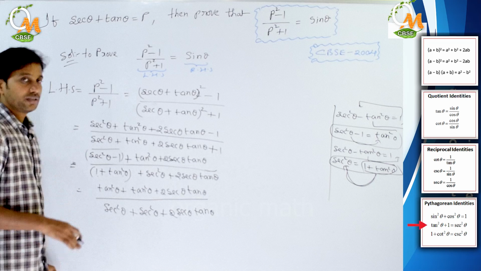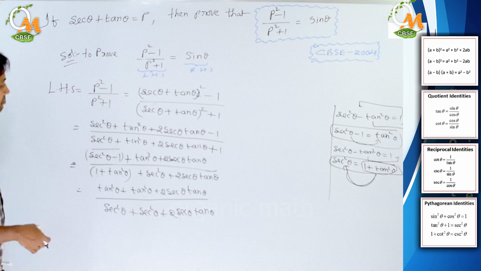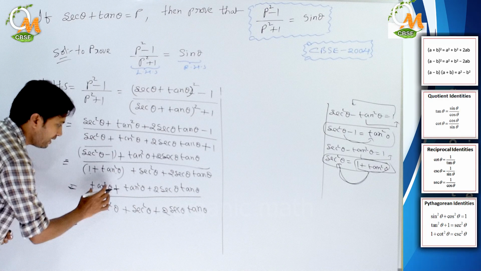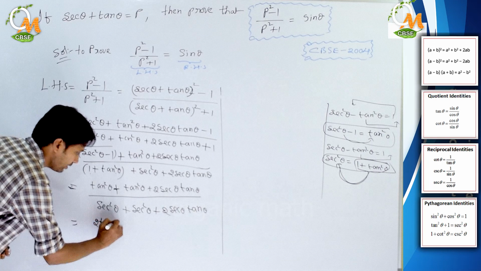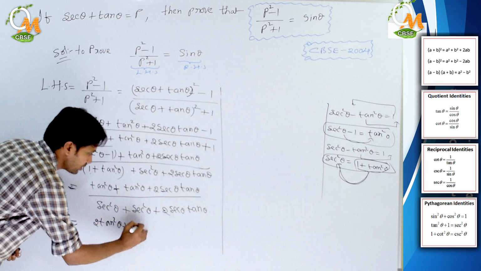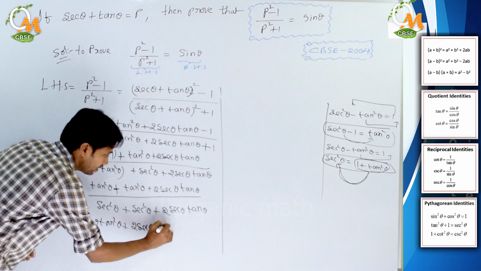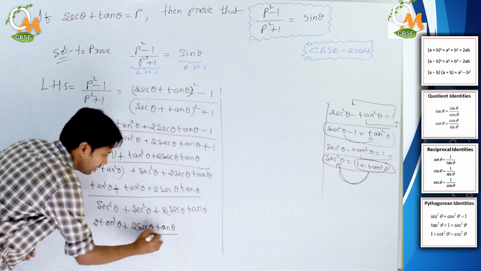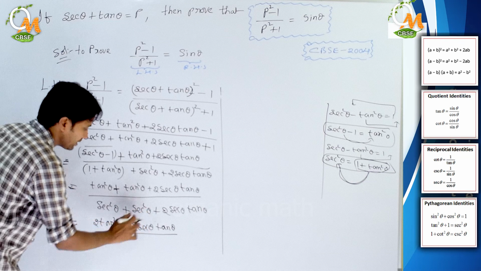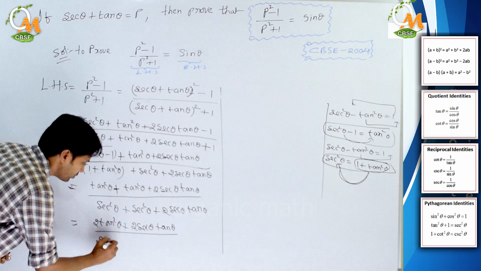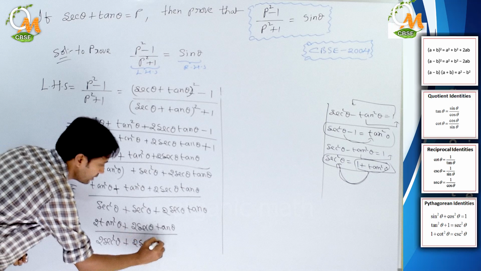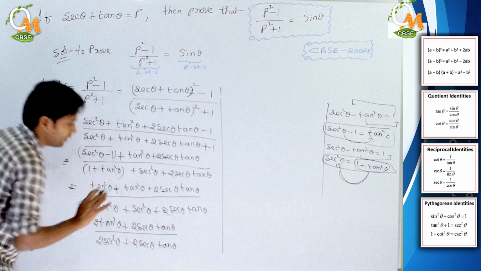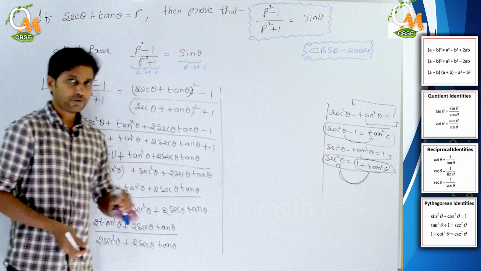What is your observation now? If you observe carefully, what is your next step? Tan square theta plus tan square theta would be 2 tan square theta, plus 2 secant theta tan theta, upon secant square theta plus secant square theta, that would be 2 secant square theta plus 2 secant theta tan theta, right? So here we simplified to some extent.